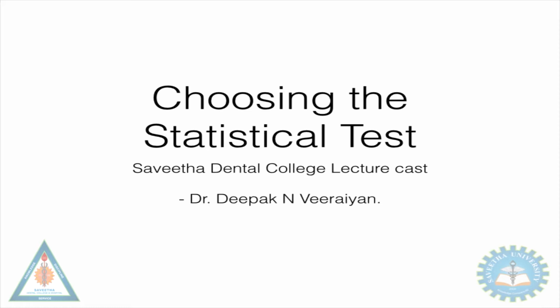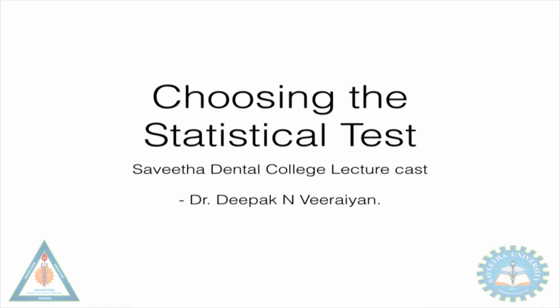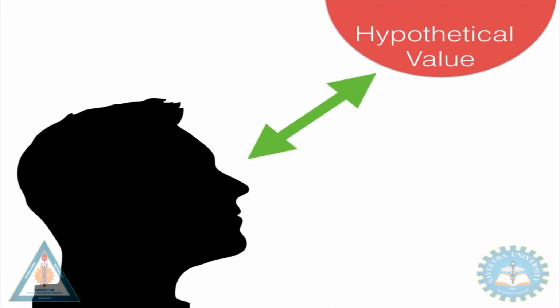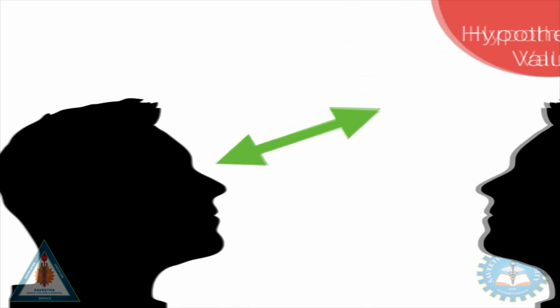In this session, we shall discuss choosing the right statistical test. The choice of a statistical test depends on what we are trying to prove. It could be trying to compare one group with a hypothetical value or an ideal value, or we could be trying to compare two parts of the same person, for example, the reaction of the skin to a cream on the right side and the left side of the arm.